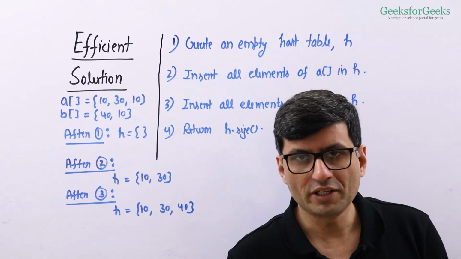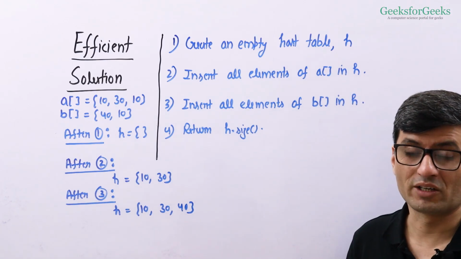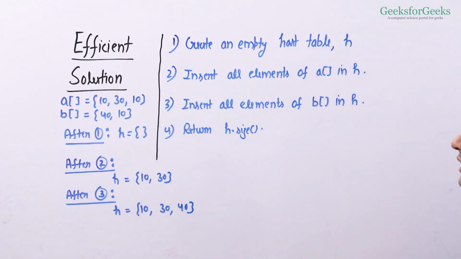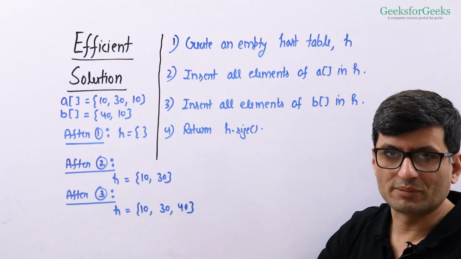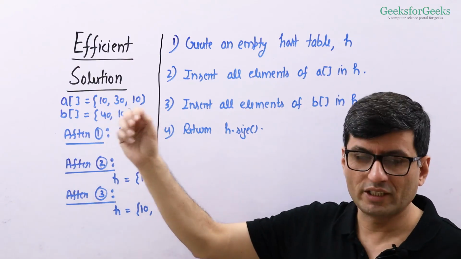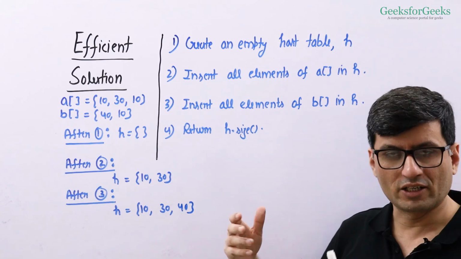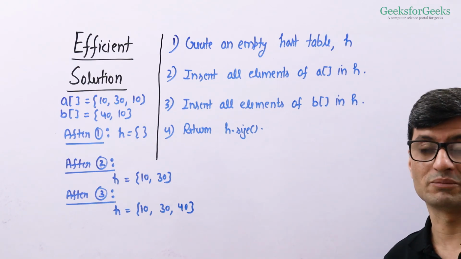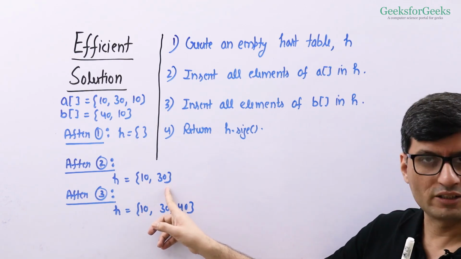Let's now talk about the efficient solution, and the idea is to use a hash table, unordered set in C++ and hash set in Java programming language. We create an empty hash table. Then we traverse through all the elements of array A and simply insert them one by one into the hash table, right? The unordered set in C++ and the hash set work this way: when you try to insert something which is already present, they ignore it. So the hash set is going to contain 10, 30, right?